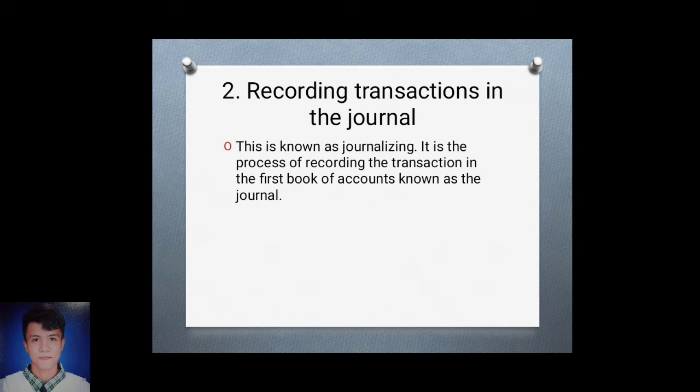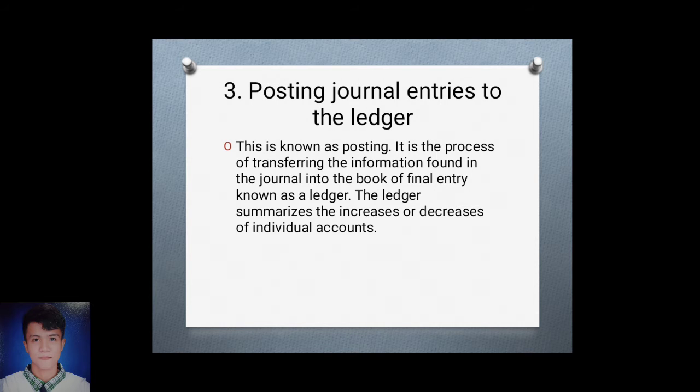Let's proceed to number 2, recording transactions in the journal. This is known as journalizing. It is the process of recording the transaction in the first book of accounts known as the journal. Next is number 3, posting journal entries to the ledger. This is known as posting. It is the process of transferring the information found in the journal into the book of final entry known as a ledger. The ledger summarizes the increases or decreases of individual accounts.